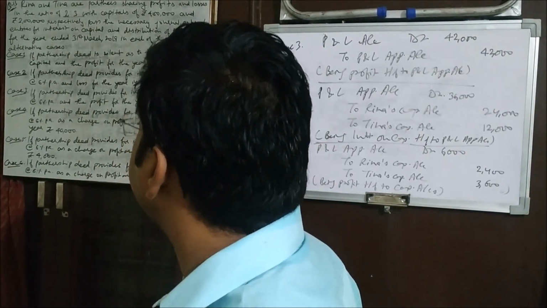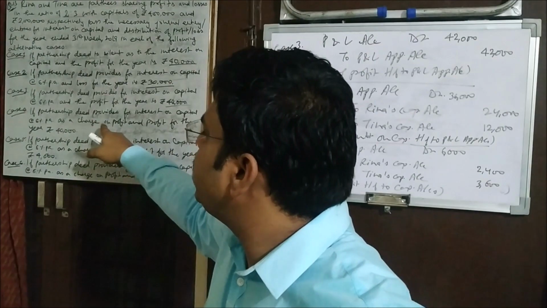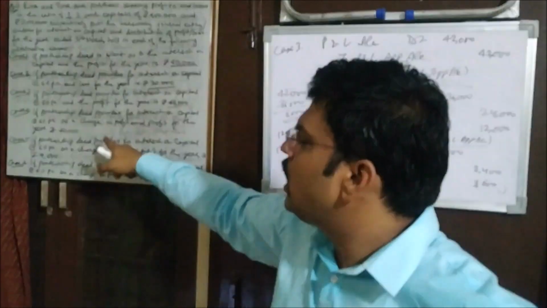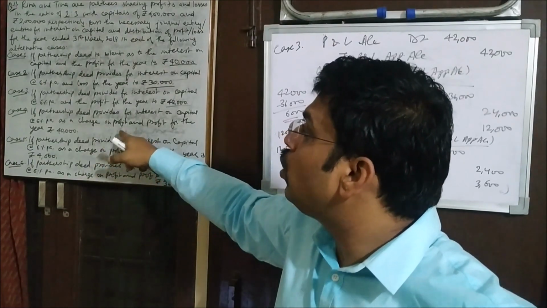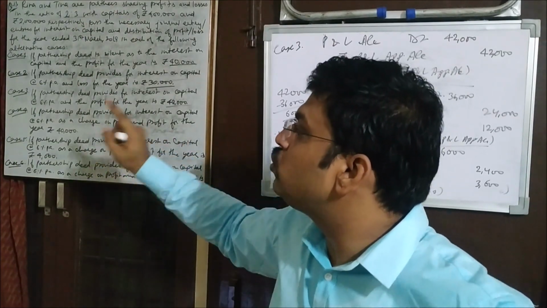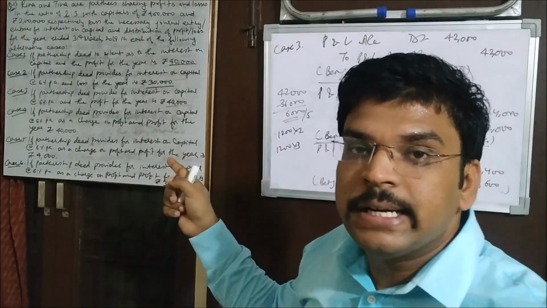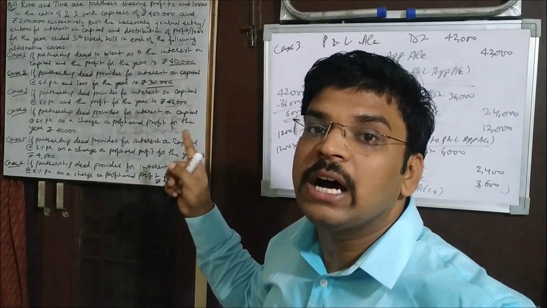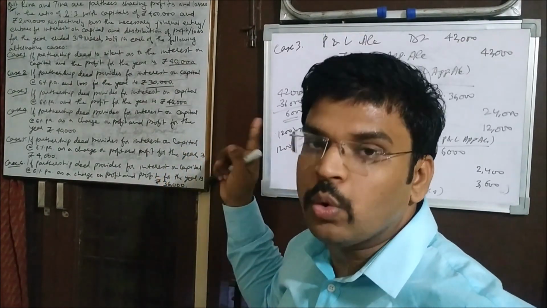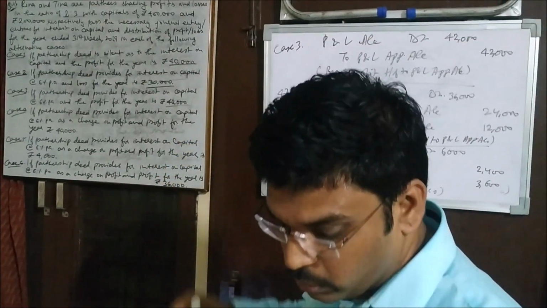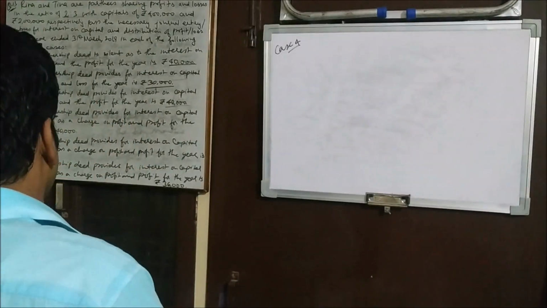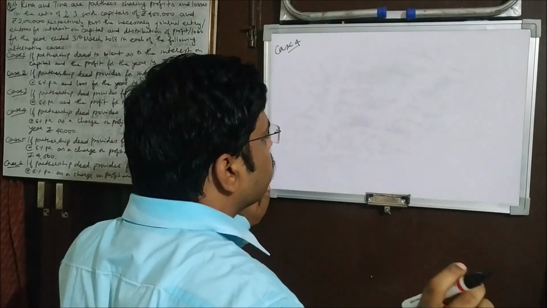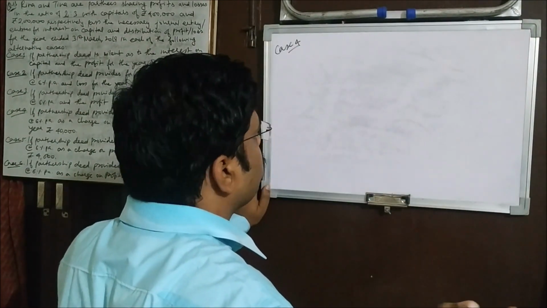Another case says, if the partnership deed provides for interest on capital at the rate of 6% per annum as a charge on profit, and the profit for the year is rupees 40,000. Here it is clearly mentioned that it is going to be treated as a charge on profit. So what treatment are we going to do? Just have a look. Case 4, charge on profit. In that case, we will not transfer profit to profit and loss appropriation account first.